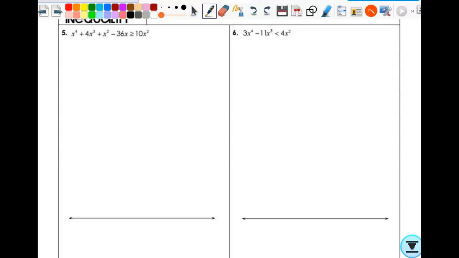So I can't really say that I'm setting it equal to 0, even though I think that's what the words say, because it's not a statement of equality. You need 0 on one side, and you have to do it legally. That's what matters. So I've got to move this over legally, which means I have x to the 4th plus 4x cubed, I have x squared. I'm going to subtract 10x squared over, so that's minus 9x squared minus 36x is greater than or equal to 0.